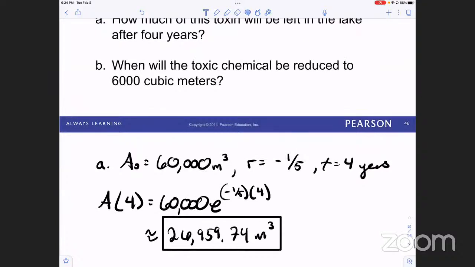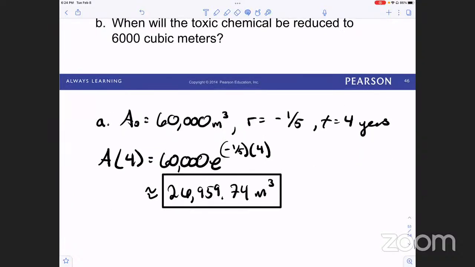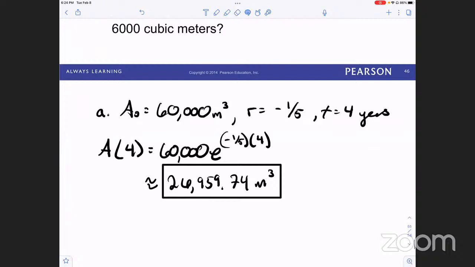We reduced to 6,000. So now they're asking us to solve for t. We want to finish with 6,000 cubic meters. We start with 60,000 cubic meters. E to the, we got a negative 1/5, and we're solving for t. How long will it take for us to get there?